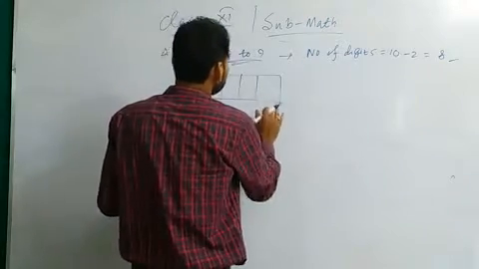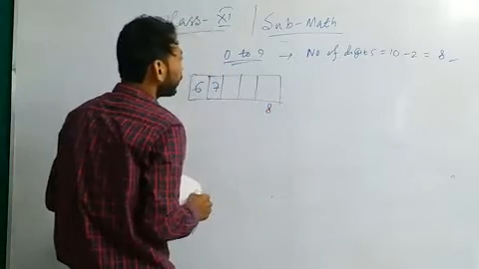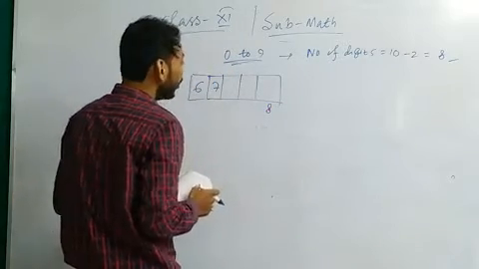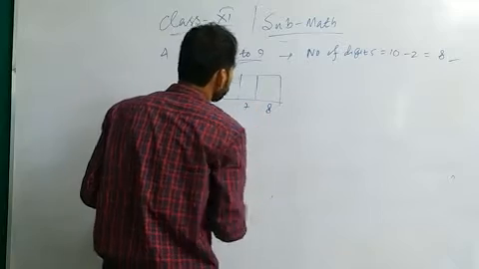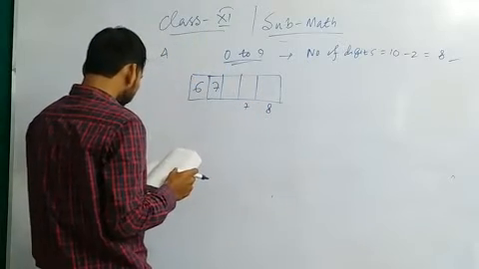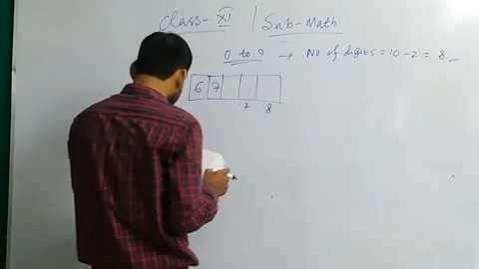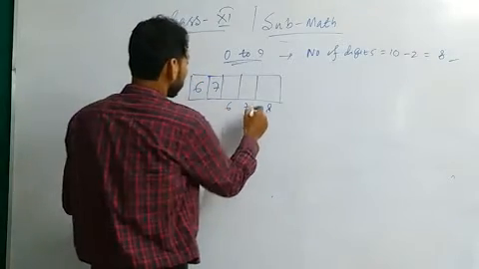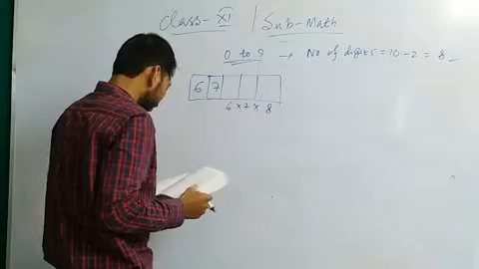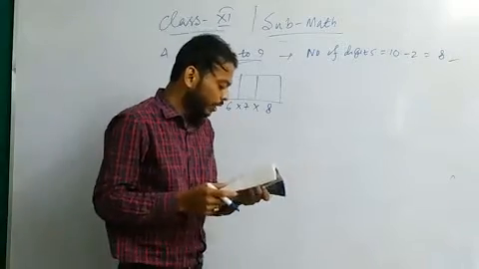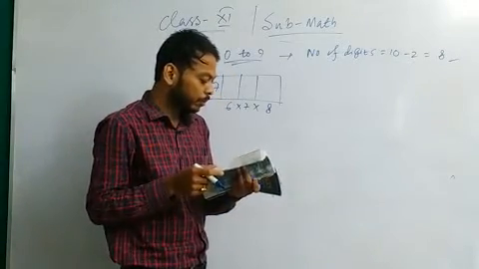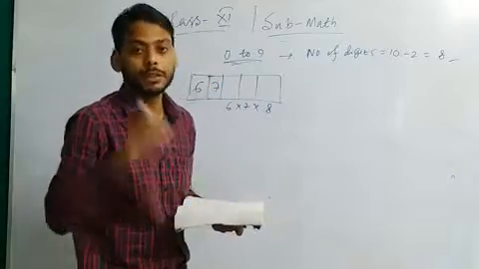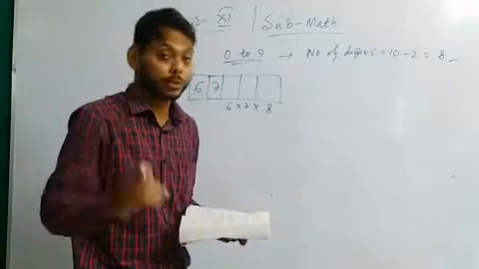So the third place can be filled up in 8 ways, and the next place can be filled up in 7 ways, and the last one will be filled up in 6 ways. That is 8 into 7 into 6, because here it is given that no digit appears more than once. That means repetition is not allowed here.